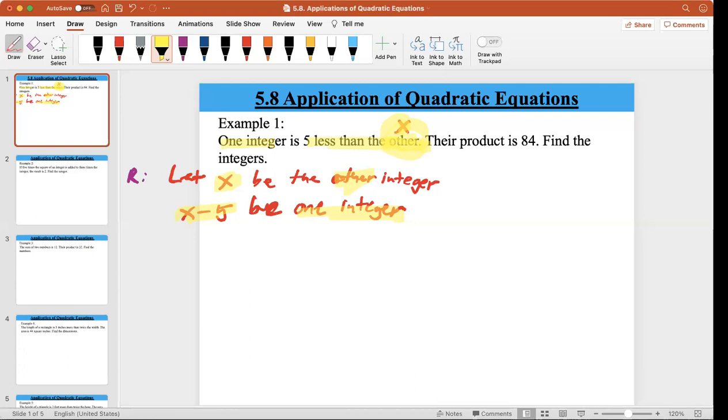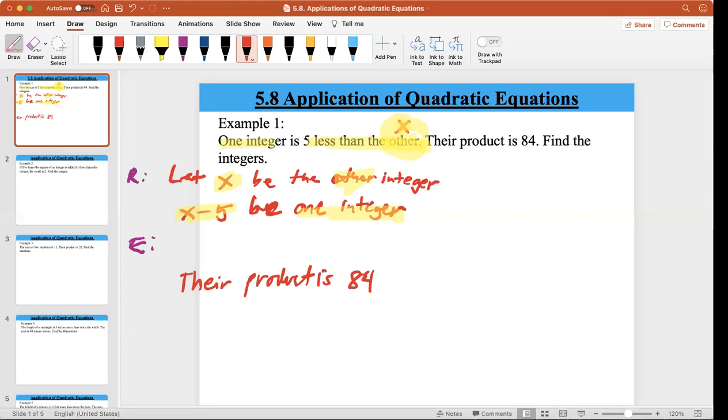Let's find the equation for this problem. And what equation can we form out of this? If it says their product is 84, what do we mean by "their"? What are we referring to? These are your two integers, right? Their product is 84. Their product would pertain to the product of x and x minus 5.